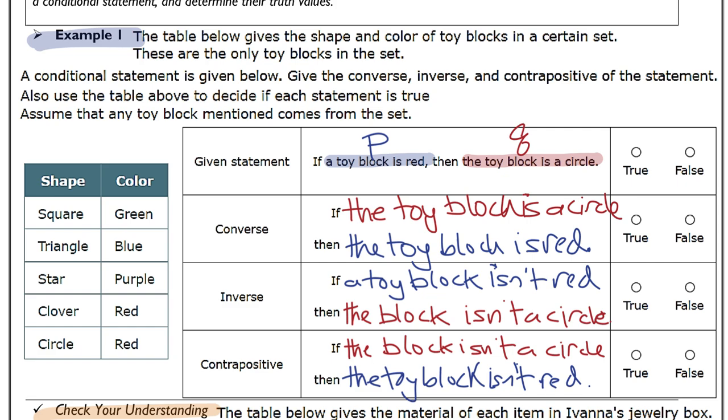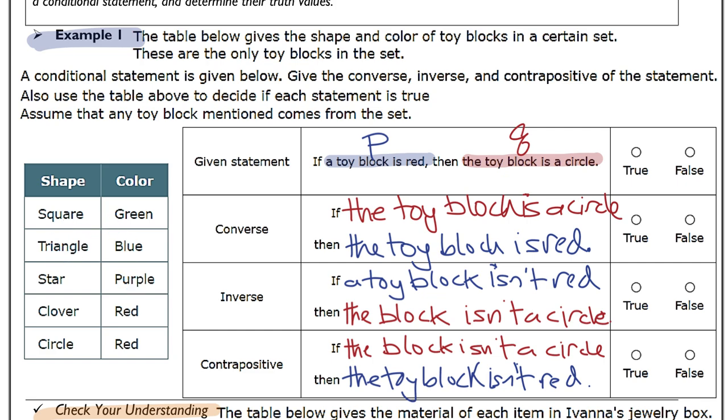So example 1: the table below gives us the shape and color of toy blocks in a certain set. These are the only toy blocks in the set. A square is green, a triangle is blue, a star is purple, a clover is red, and the circle is also red. So clovers and circles are both red. The rest are all distinct in their own colors.